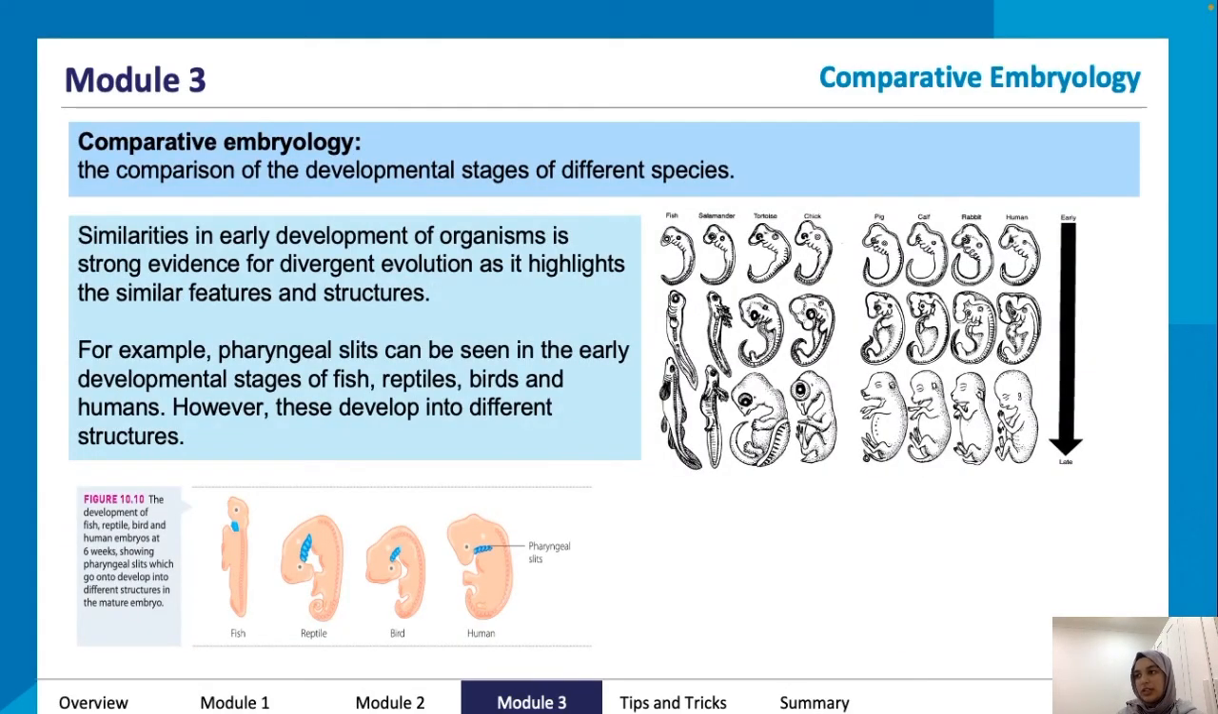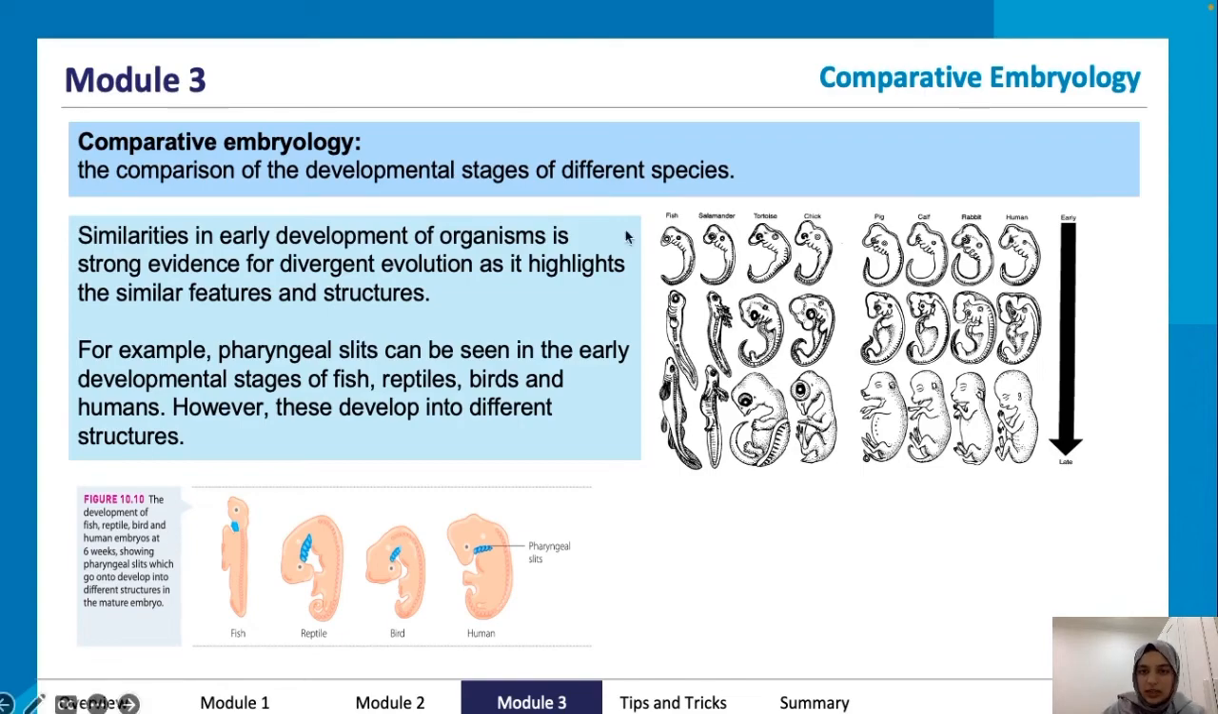Comparative embryology is another sort of evidence, or a way that they are trying to support the theory of evolution. This is a comparison of the developmental stages of different species, right? Similarities in early development of organisms are strong evidence for divergent evolution. Why? Because it highlights similar features and structures. For example, we can see the slits in the early developmental stages of fish, reptiles, birds, and humans. However, these develop into very different features.